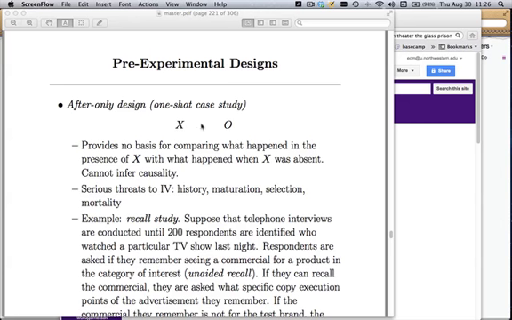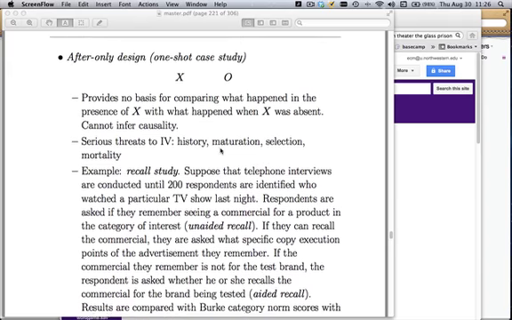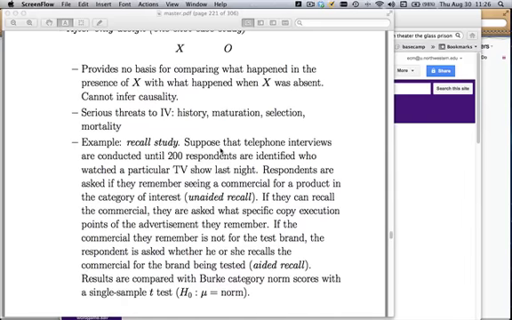So the new system took a certain amount of time. We then compared that with some fixed constant, which was the amount of time that the old system took to get there. So that's an after-only design. Another example is what I'll call the recall study. Recall is an old measure of advertising effectiveness.